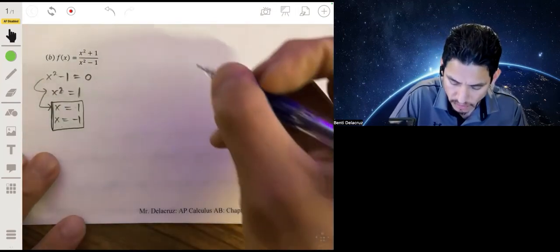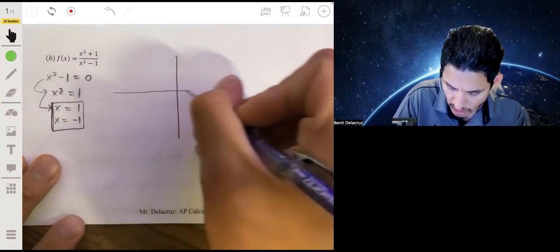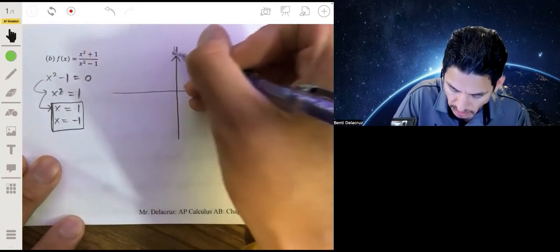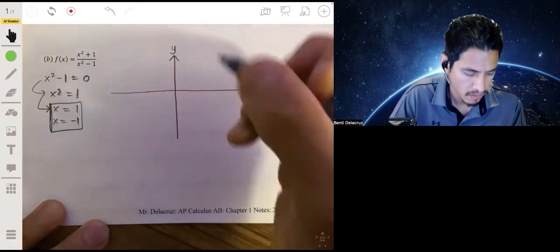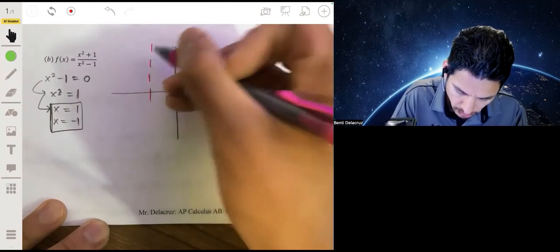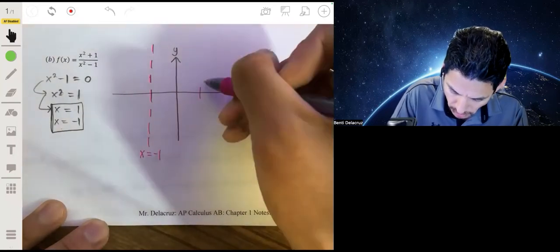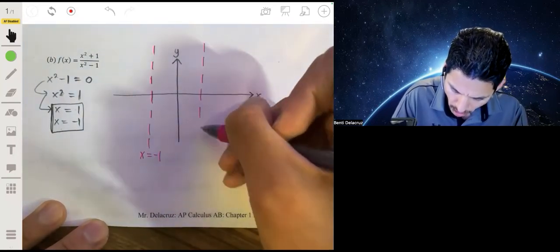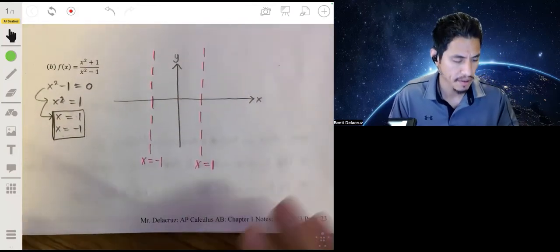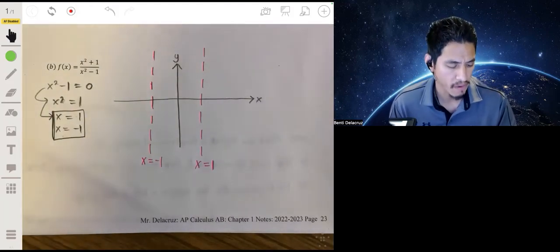Again, you're not expected to know what this graph will look like, but I'm going to draw a sketch so you can better understand what's going on. Say that's x equals -1, and that's x equals +1. So what's going on with this graph?